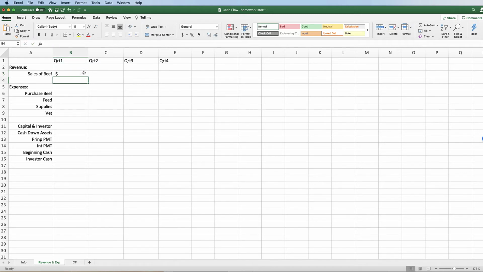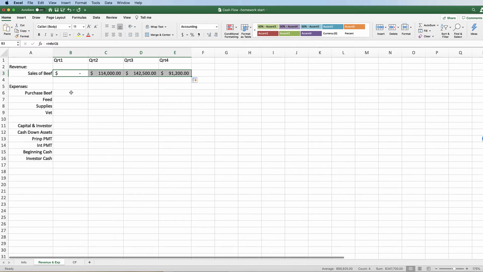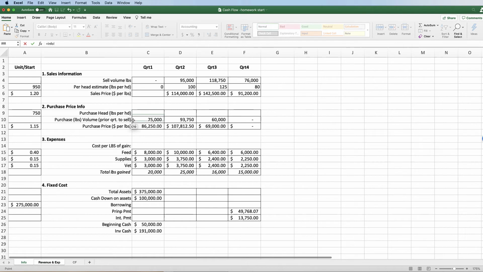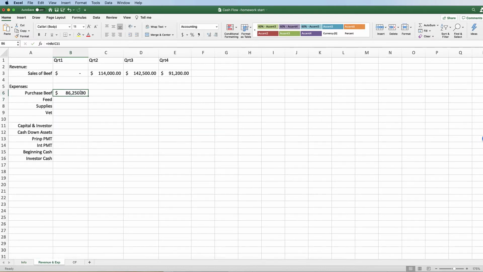Well, that is what is there, but if you just copy and paste that across, it brings over the numbers we need. All right, the purchase of beef equals, we've already done this work. Looks like we're buying them right there, 86,250, then it goes to 107,69 and then 0. So let's click quarter one, hit enter, and then just carry that across those cells.